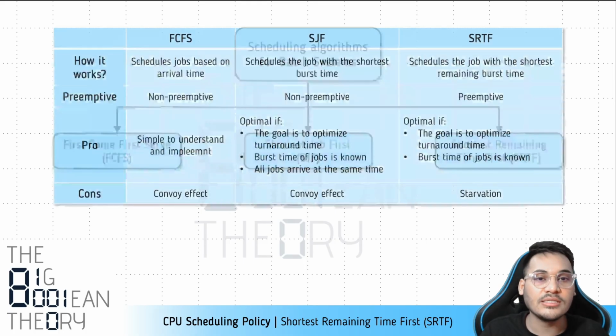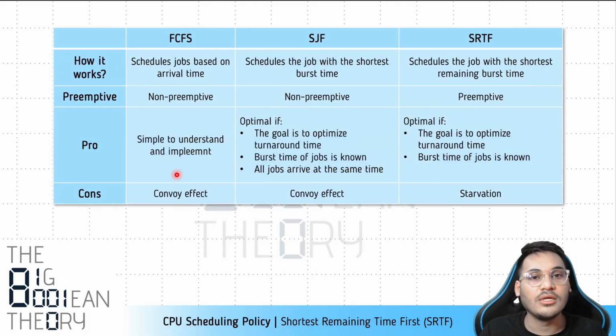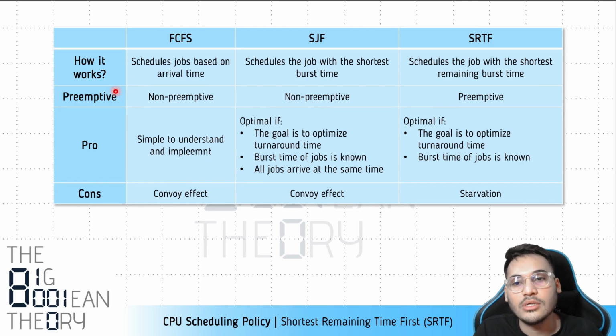So before we do that, let's just quickly summarize and compare all the different policies that we have talked about till now, right? So these are the three policies. First is the difference in how they work. FCFS basically prioritizes jobs based on their arrival time.